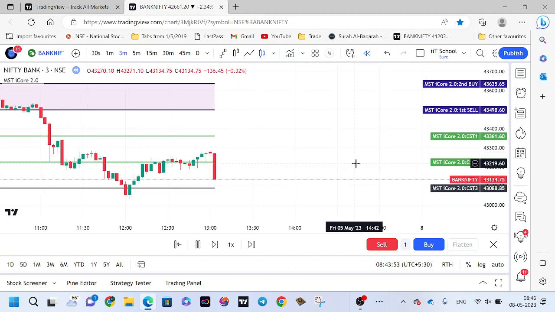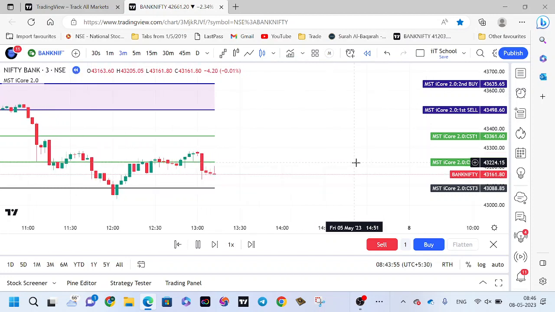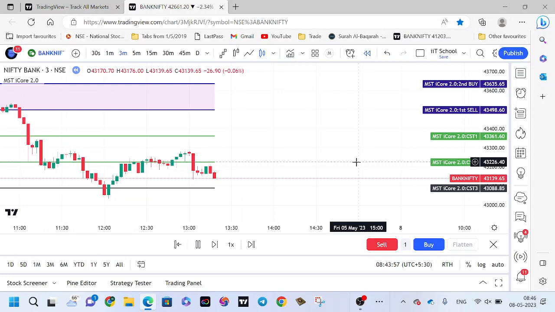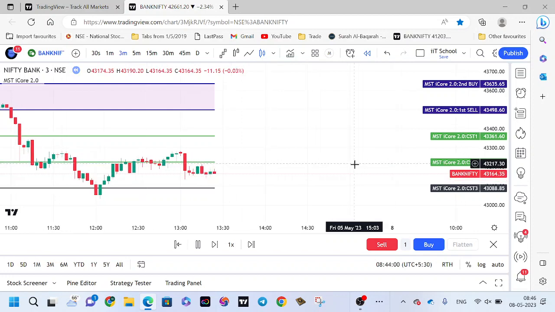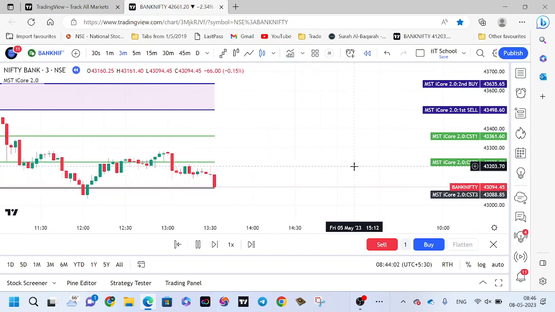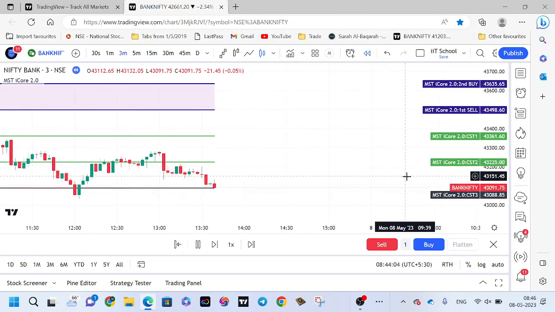You can select any script, any commodity, NSE market, currency or Bitcoin, anything you can choose. Our indicator will perform well.